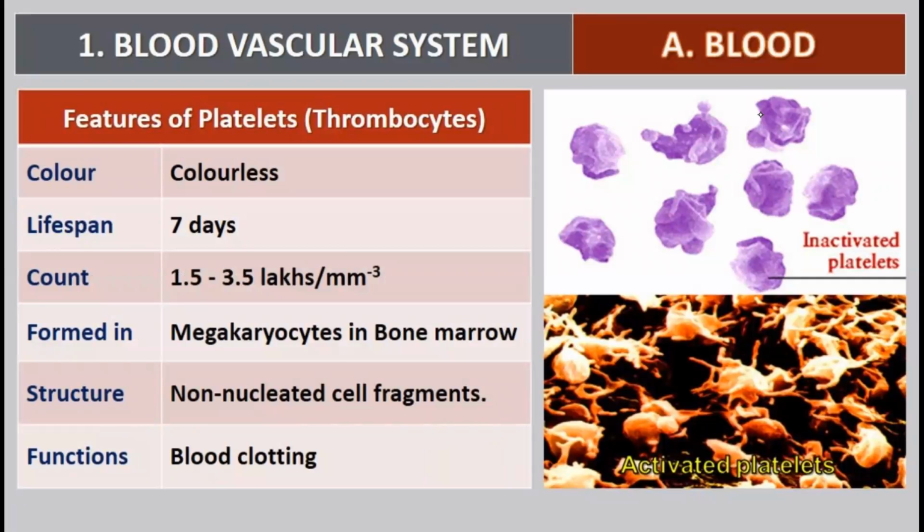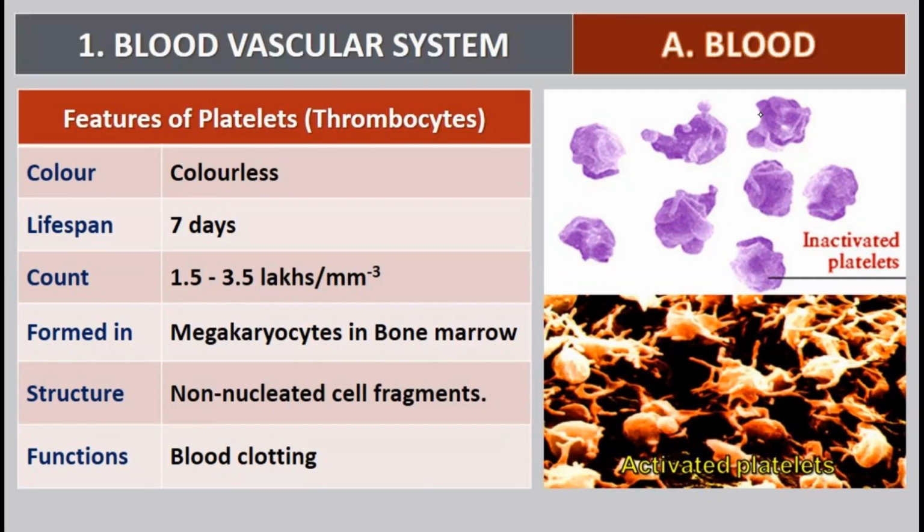The last formed element in the blood is platelets, which are known as thrombocytes. Thrombocytes are colorless. Lifespan is 7 days. Count is 1.5 to 3.5 lakhs per mm³. And they are formed in bone marrow from megakaryocytes, the cells present in the bone marrow, which divide and give platelets. So the cell name is megakaryocytes.